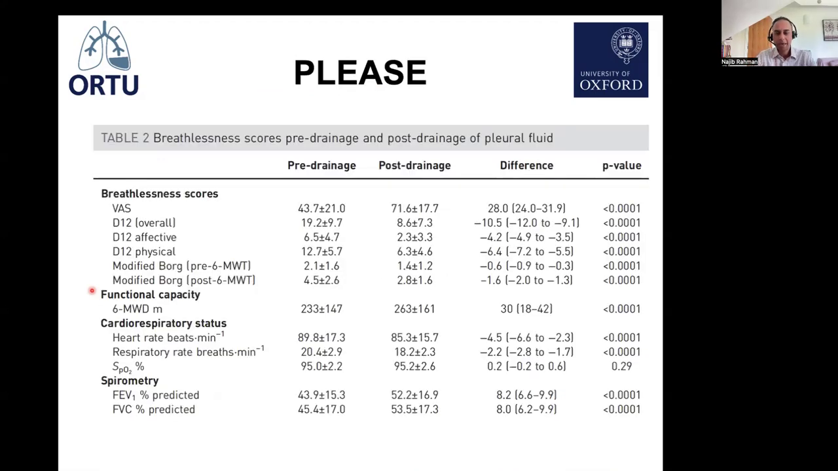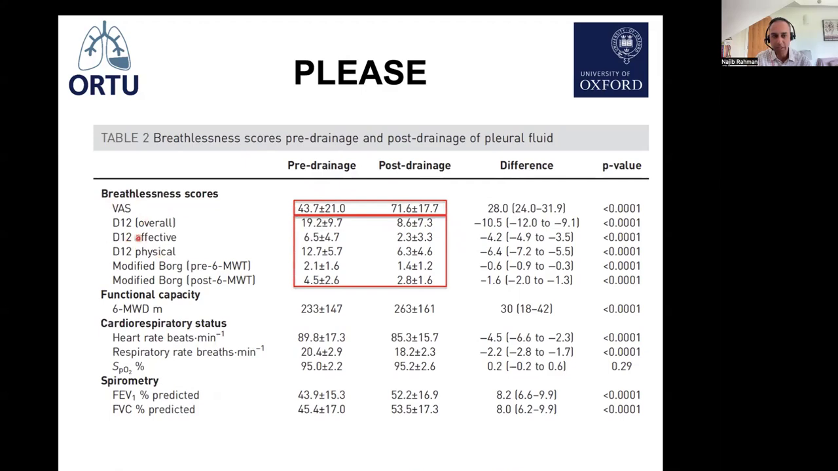So this is their main outcome. And let me just explain: this is the pre-drainage column here, the post-drainage column here, and then the p-value for the difference just over here. So the first thing to show is that patients get much better having had drainage. So in Australia, the VAS works the other way around. They started with 44 millimeters of breathlessness, and that improved to 72 after drainage. And indeed, it was absolutely mirrored by other measures of breathlessness.